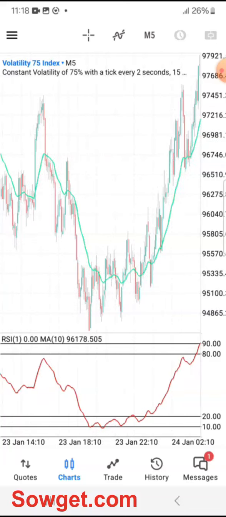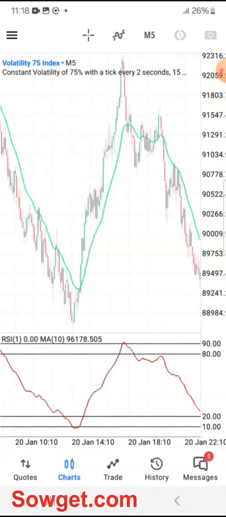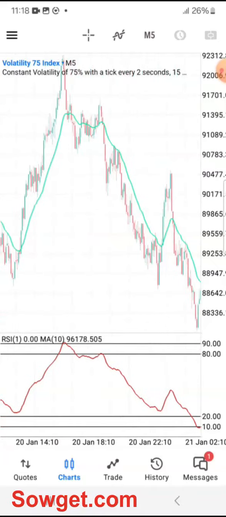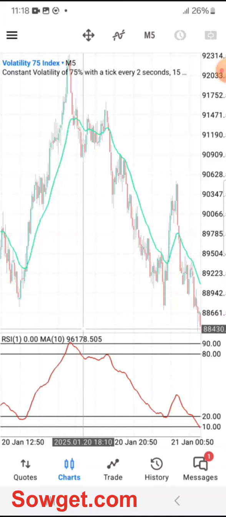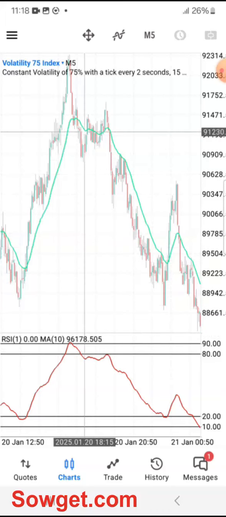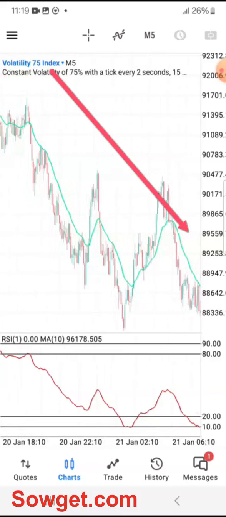So let me show you another signal with this very excellent strategy. Okay, so you can see what I'm talking about, my friends. At this point here, we get a very good clear sell signal. The red moving average went above 80, it went above 90, then it came back inside 90. Once it goes below 80, just enter your sell trade at this point here, and simply ride the trend downwards.